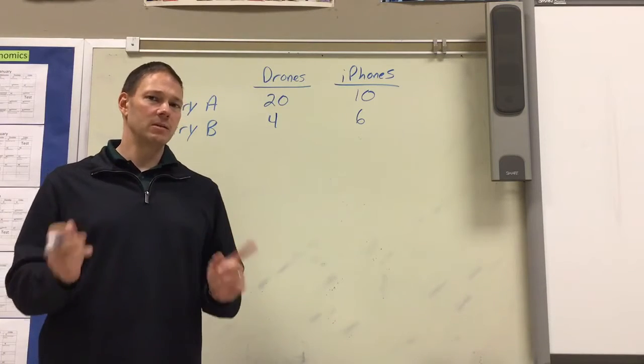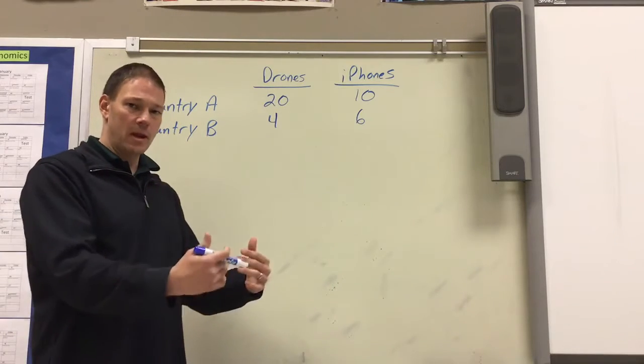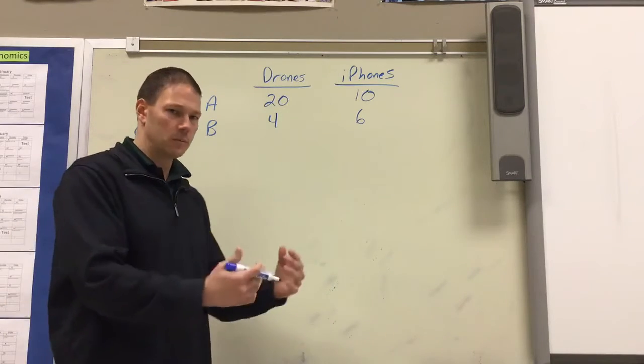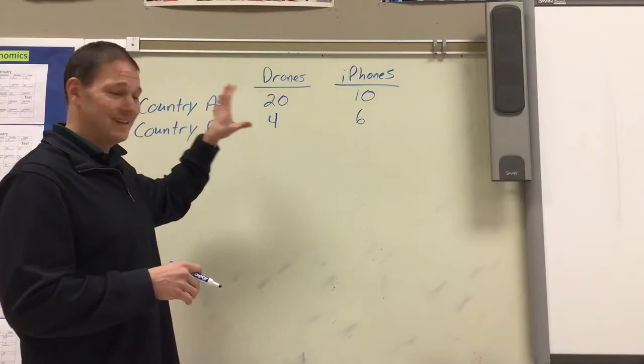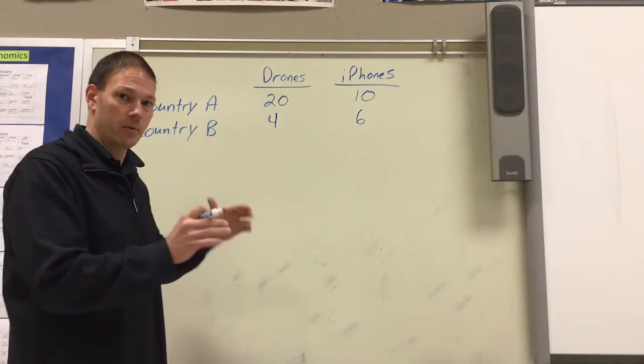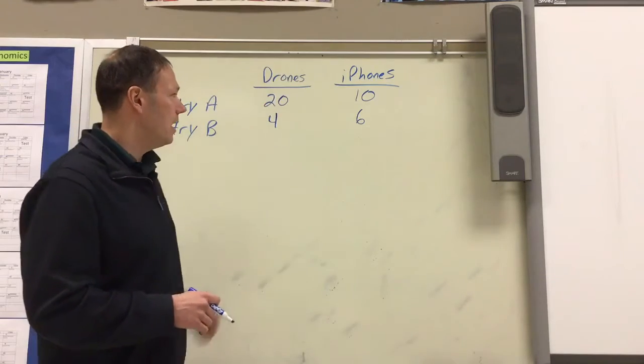Remember, sometimes they list it in terms of hours. To make one drone, it would take this many hours, and to make one iPhone, it would take this many hours. The way you do the math is a little bit different when they do it that way. More often than not, this is how you're going to see it. Using the same amount of resources, how many drones can country A make versus country B, and how many iPhones?